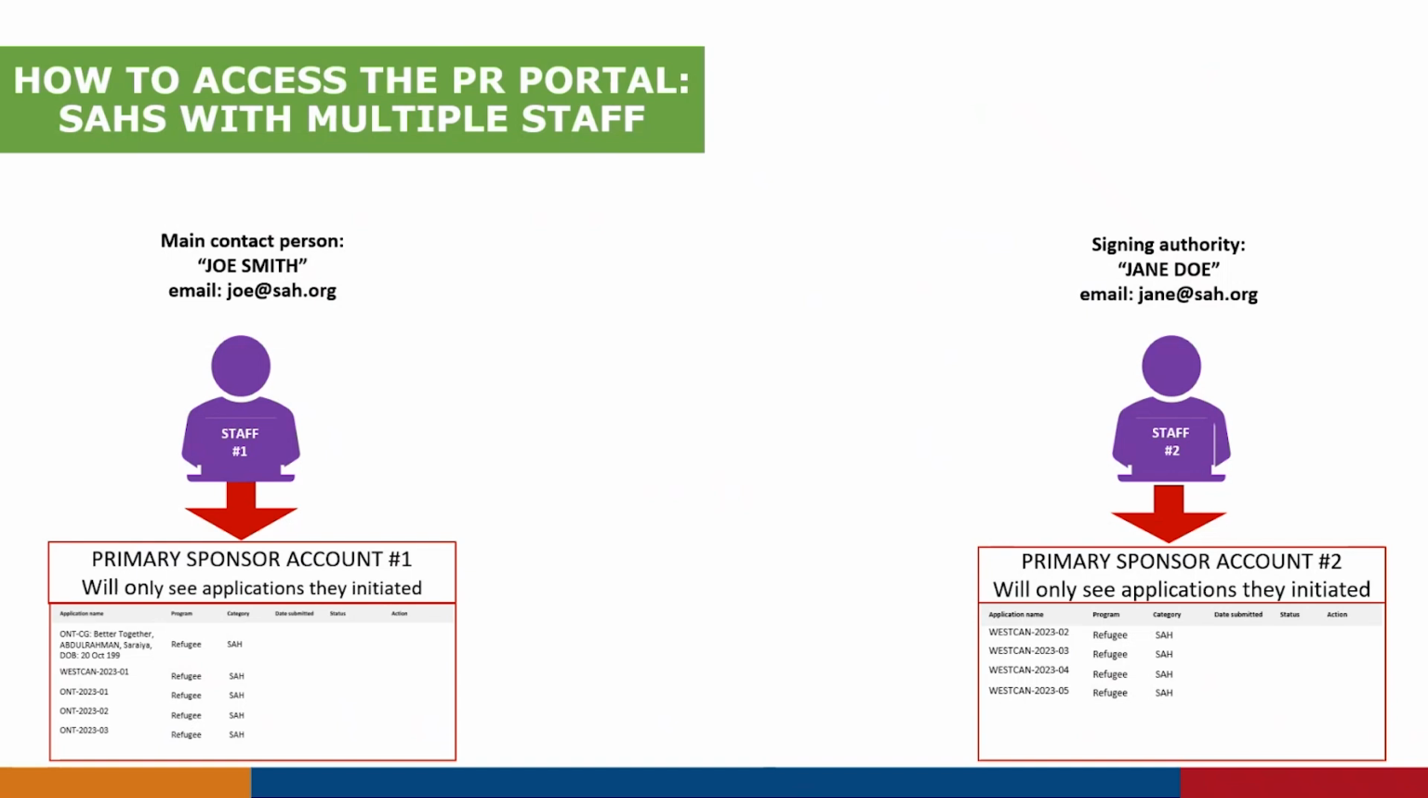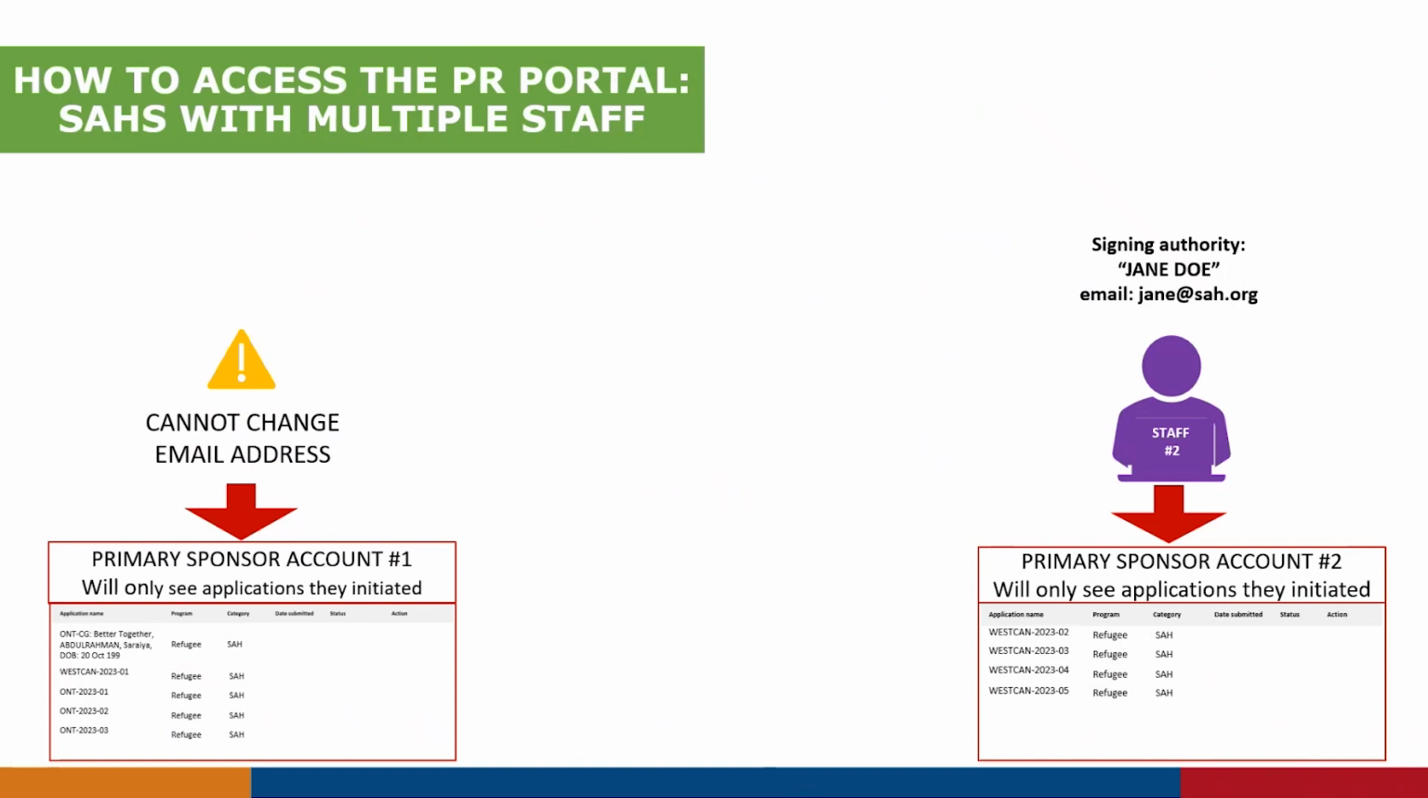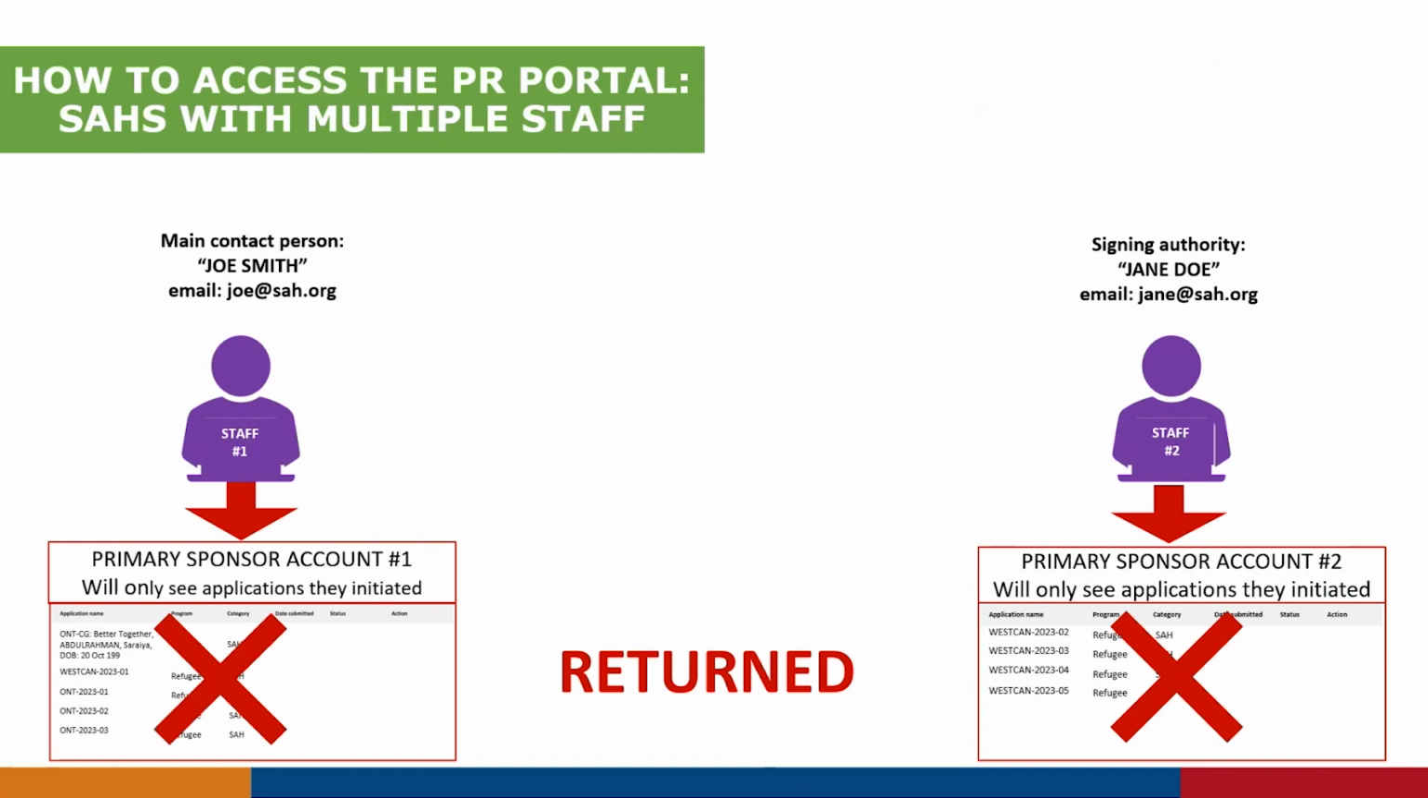Secondly, they weren't aware that if one of them leaves the SAW organization, the email address associated with their permanent residence portal user account cannot be changed. So no one else will be able to take over that user account and access those applications. Thirdly, and most importantly, they didn't realize that all of their submitted applications will be returned, since neither Joe or Jane's email address was specifically identified to IRCC as being the authorized primary sponsor for the SAW.